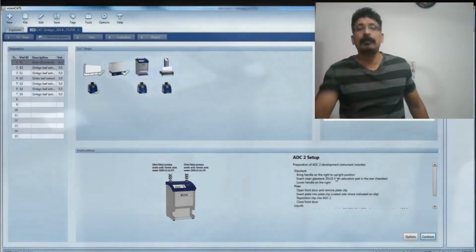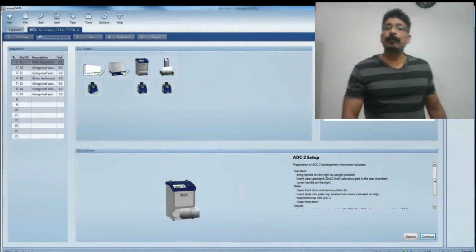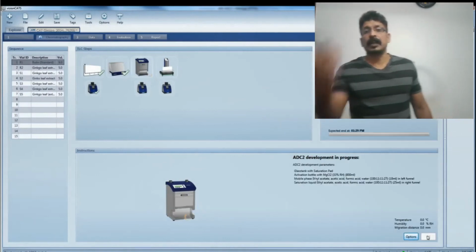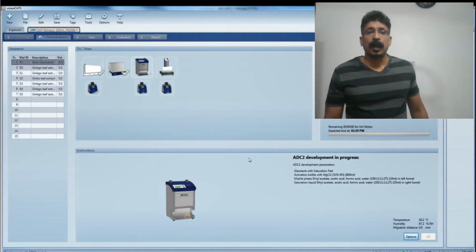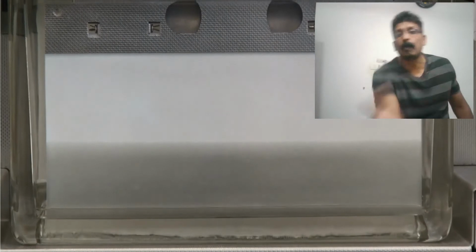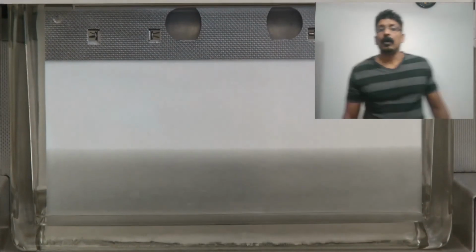Now she is operating from the computer for the developing. See, she says continue for developing. You can see the picture, the icon. What is happening? The plate came down, it is developing. And it gives you indication automatically.